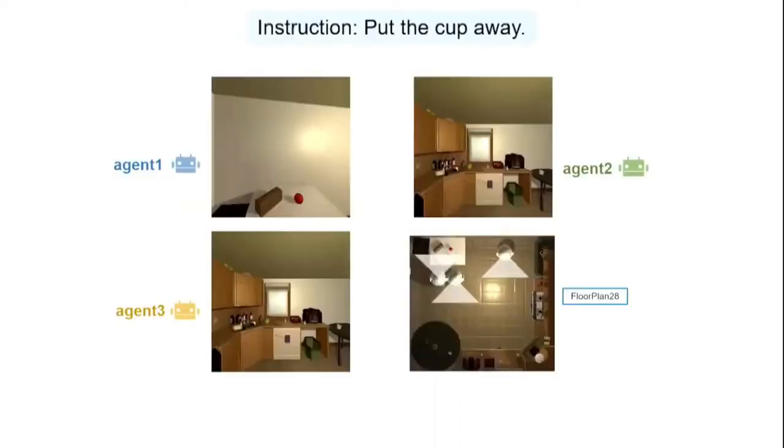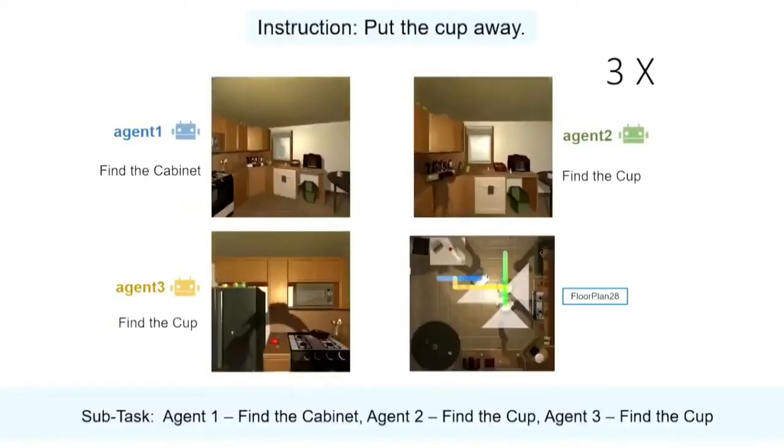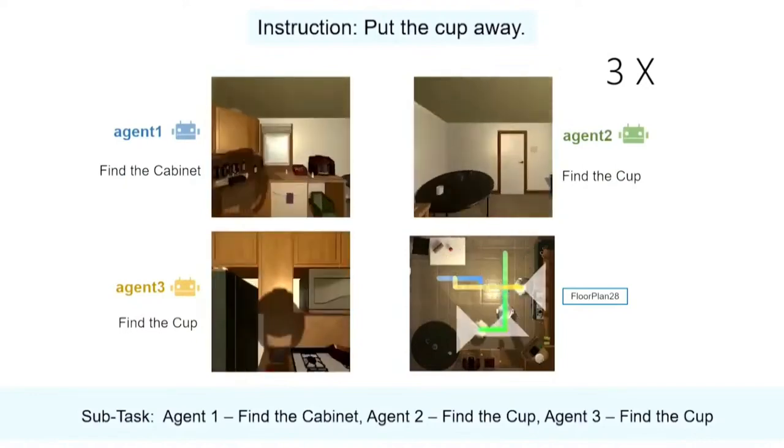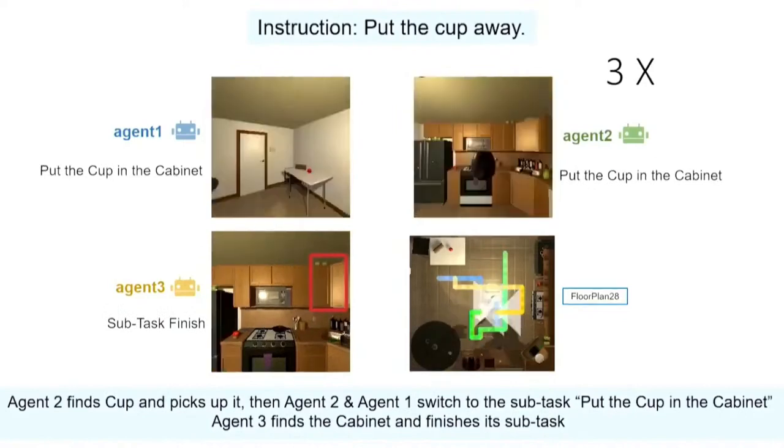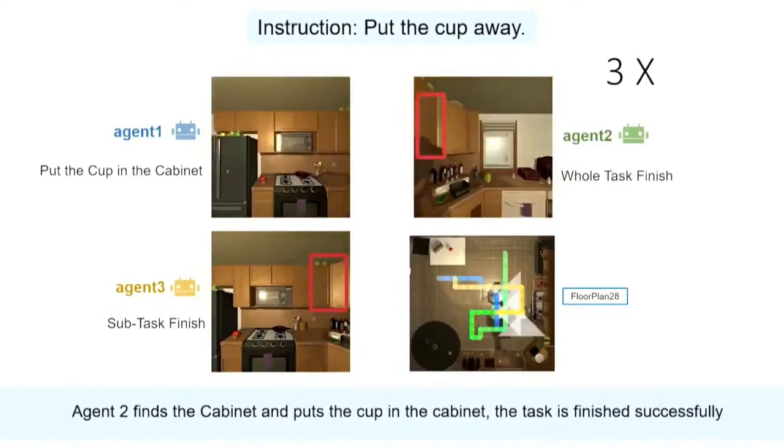We will show qualitative results in both simulation and real-world environments, in both easy and hard settings. In this easy task, the instruction is put the cup away. The carbonate is reasoned to be the receptacle. Based on visual observations, subtasks are reallocated.